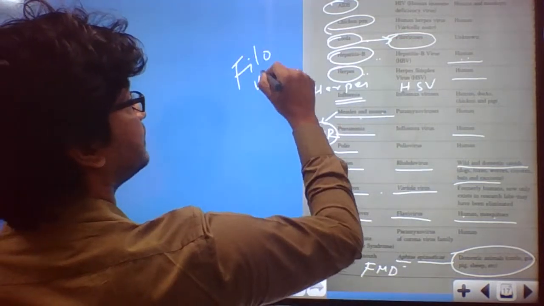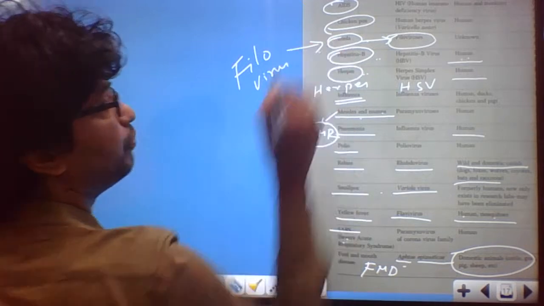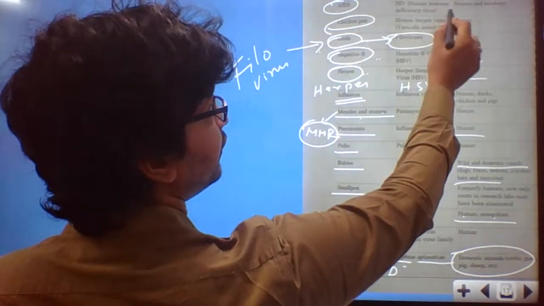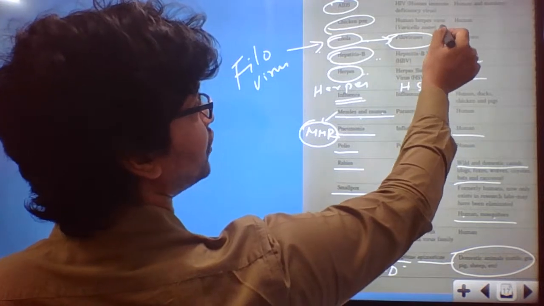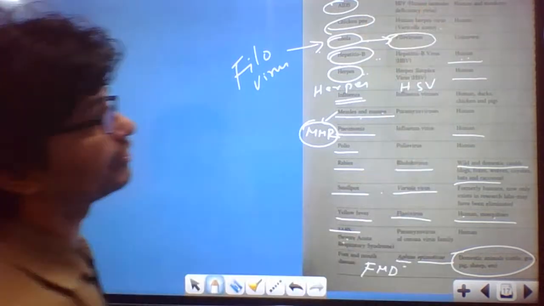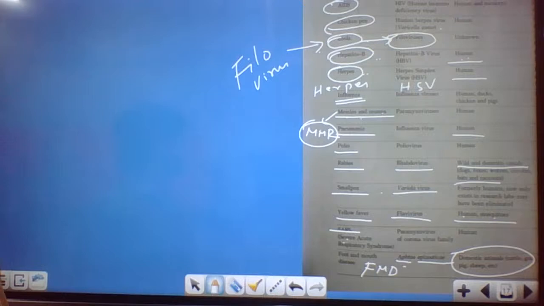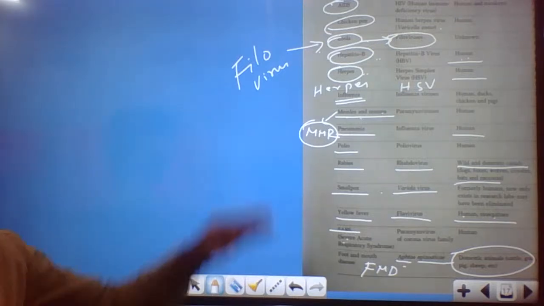Filovirus, which is responsible for Ebola. Chickenpox, we have human herpes virus, that is varicella zoster, we call it as, and AIDS, which is caused by HIV, that is acquired immunodeficiency syndrome. So these are the list of diseases.